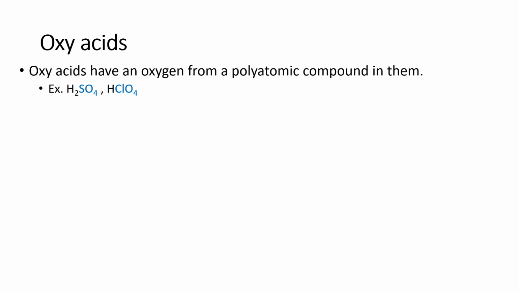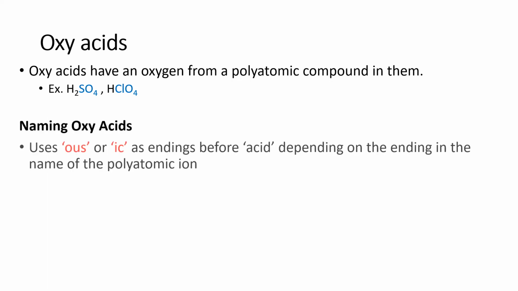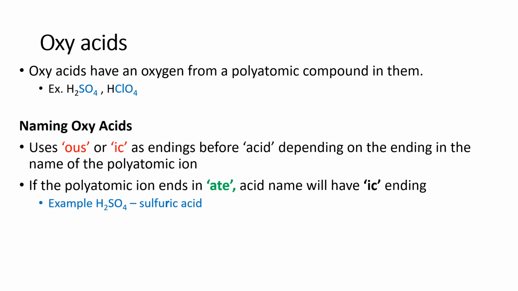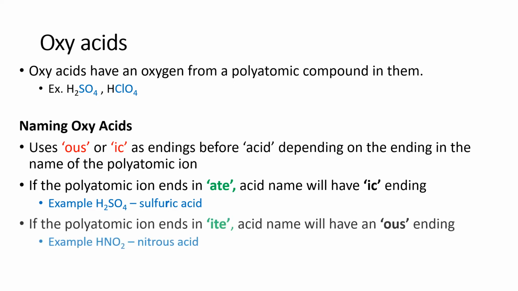So oxy acids have an oxygen from the polyatomic compound in them. So let's name them. We use the OUS or IC as endings before acid, depending on the ending of the name of the polyatomic ion. So if the polyatomic ion ends in ate, the acid name will have an ic ending. So we have sulfate, which is our polyatomic, so therefore it's going to be sulfuric acid.